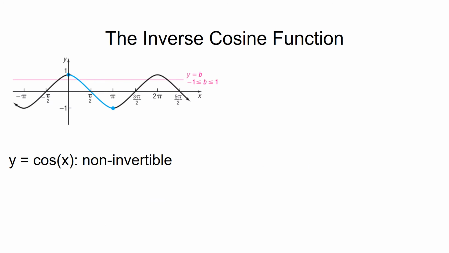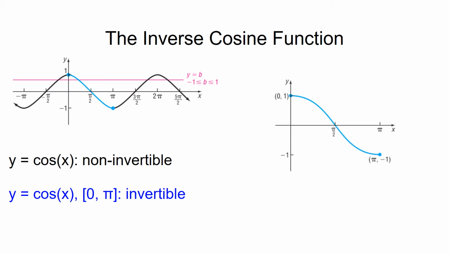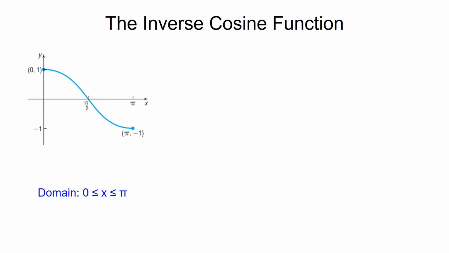Now let's consider the function cosine of x. We can see from the graph that it fails the horizontal line test, so it's not a one-to-one function and it's not invertible. It's very similar to the sine function. However, when we limit the domain to 0 to pi, the resulting function is invertible. This portion of the cosine function is half a period. We could have chosen any half period, but by convention we choose the domain to be between 0 and pi.